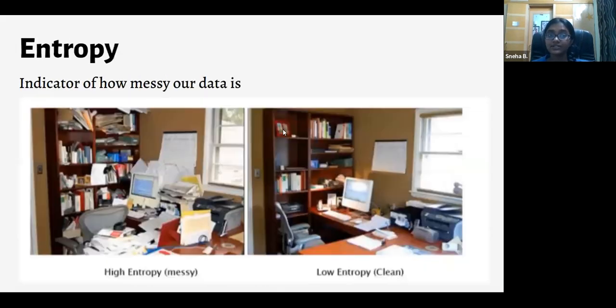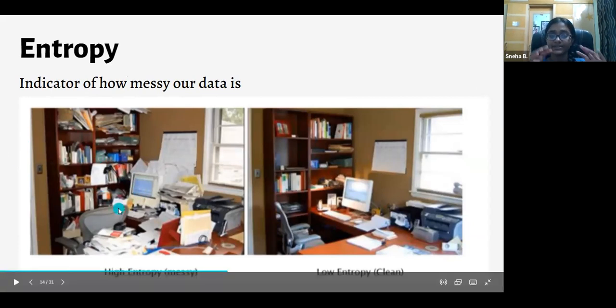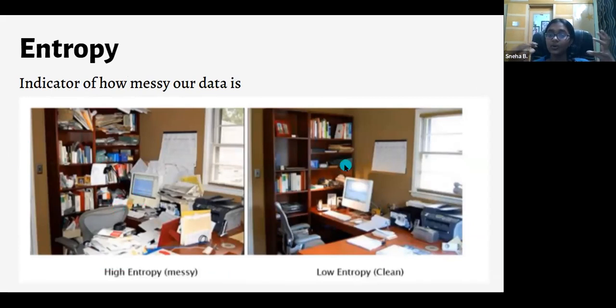Now let's look at the last concept, that is entropy. Many of you may have come across this term known as entropy. What is entropy? Entropy is basically randomness in data. It indicates how messy our data can get. So this is high entropy, that is very, very messy. And this is low entropy, that is relatively cleaner. So high entropy is very messy.